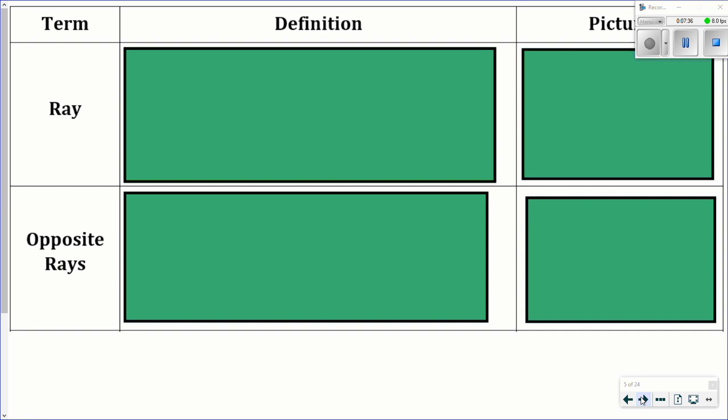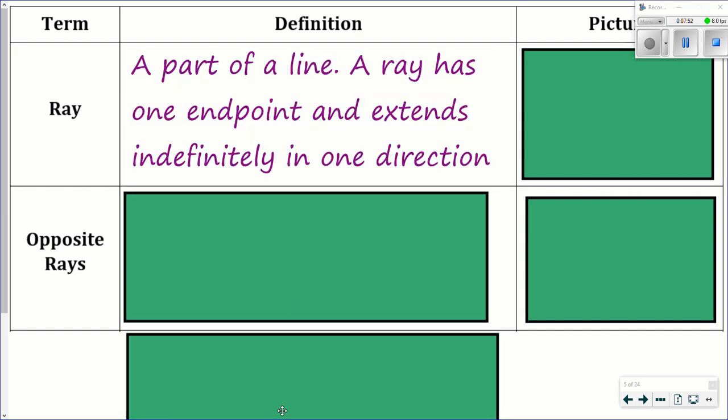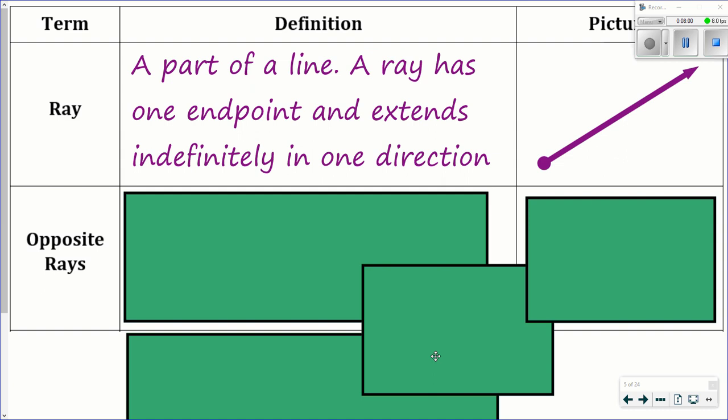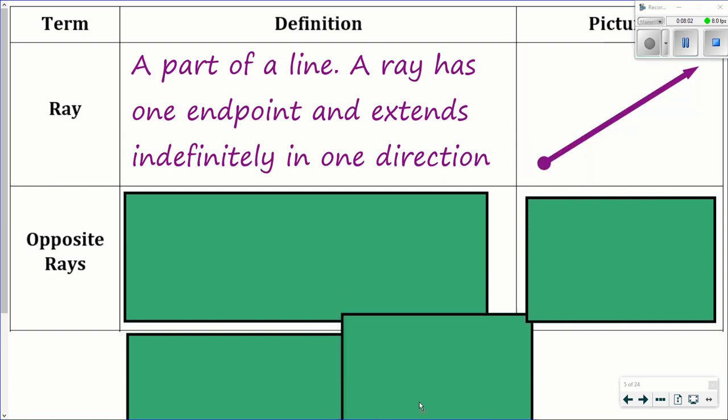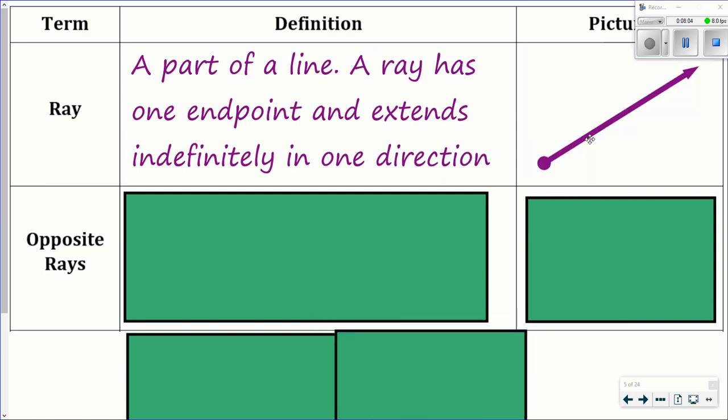So, we need to know the definitions when it comes to dealing with angles. Based on the video, we've learned the different types of angles, but now we need to break them apart and then see what each of them means. So we have a ray. A ray is a part of a line. A ray has one endpoint and extends indefinitely in one direction. And if you were to draw a picture of it, this is what it would look like. Got the endpoint and the arrow, the line, it keeps on going and going.